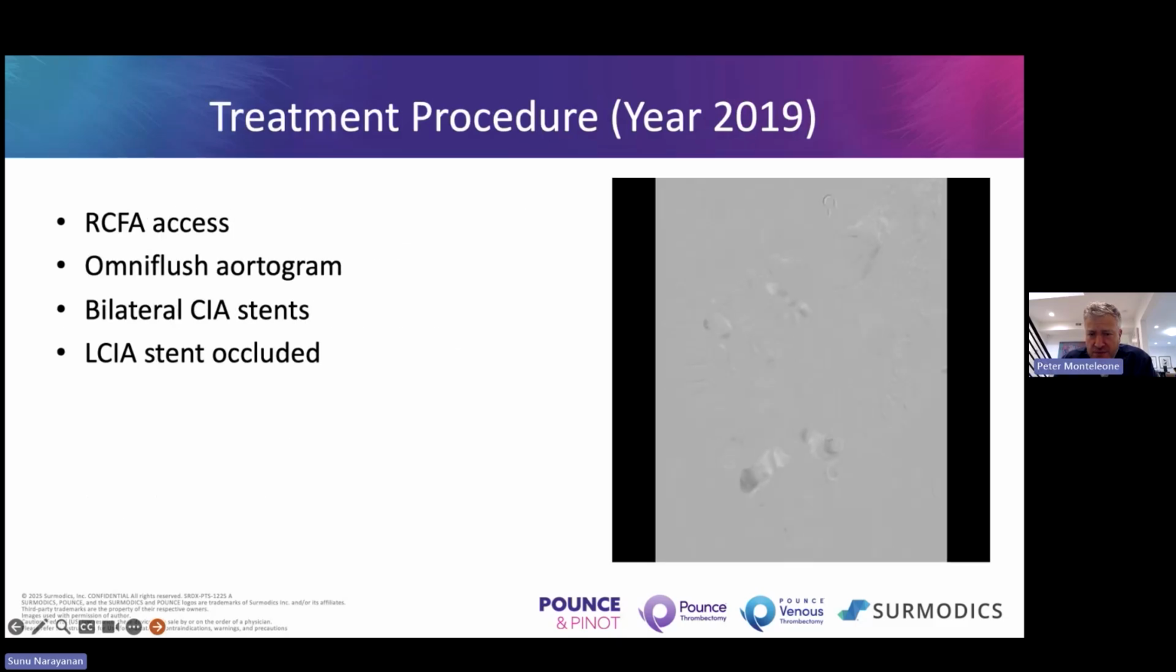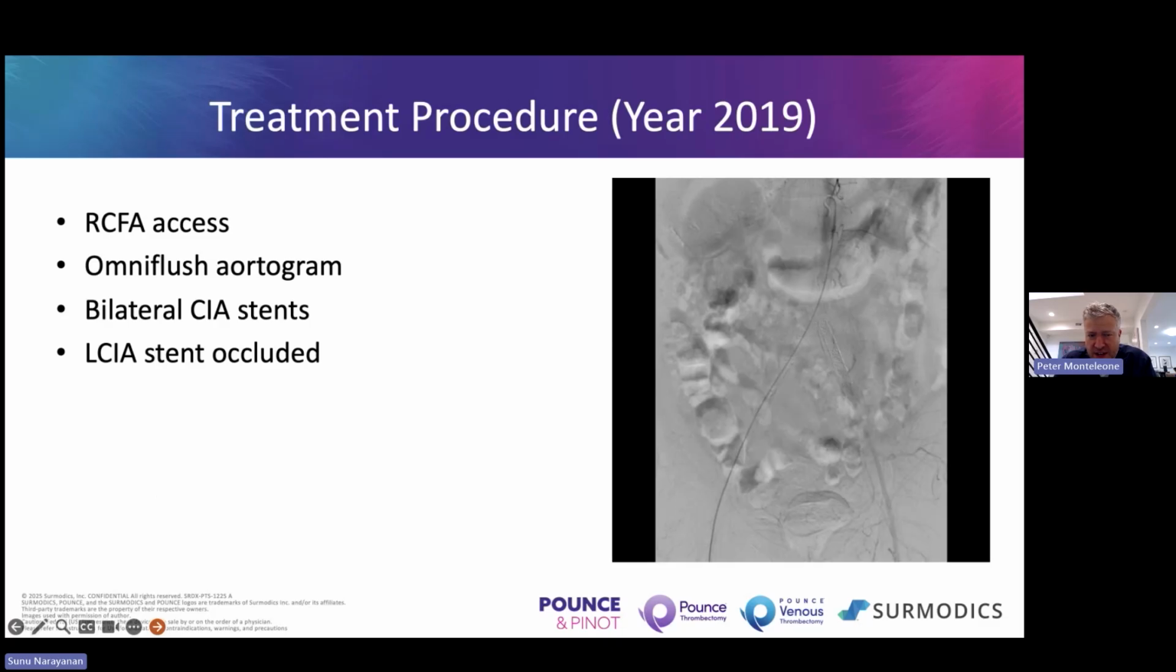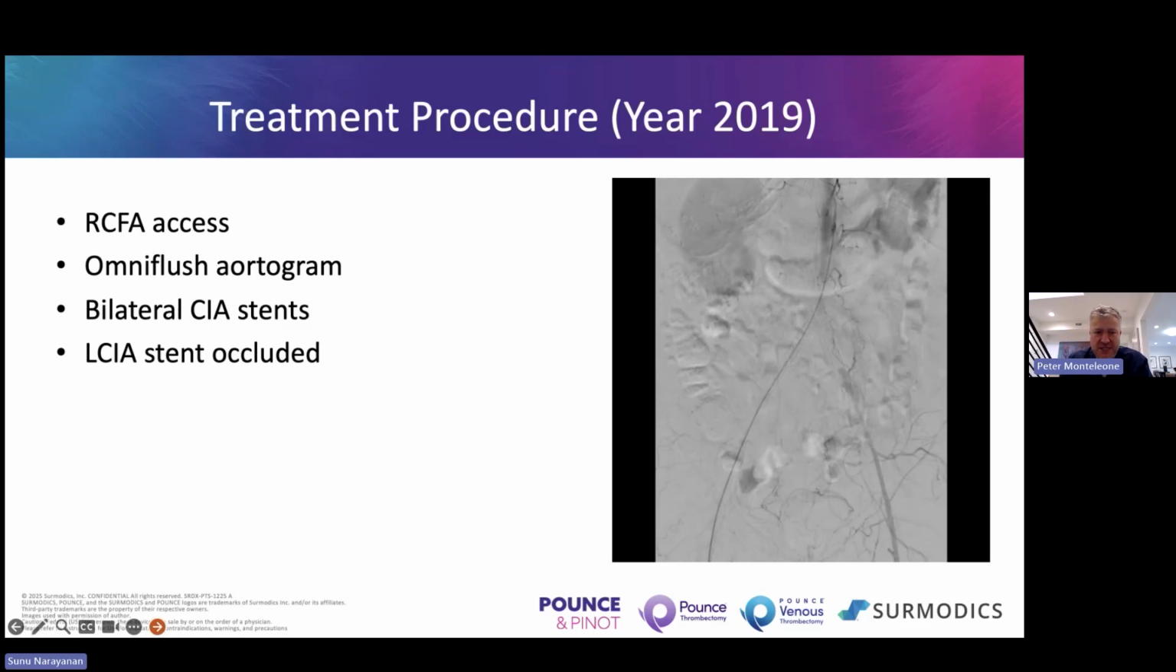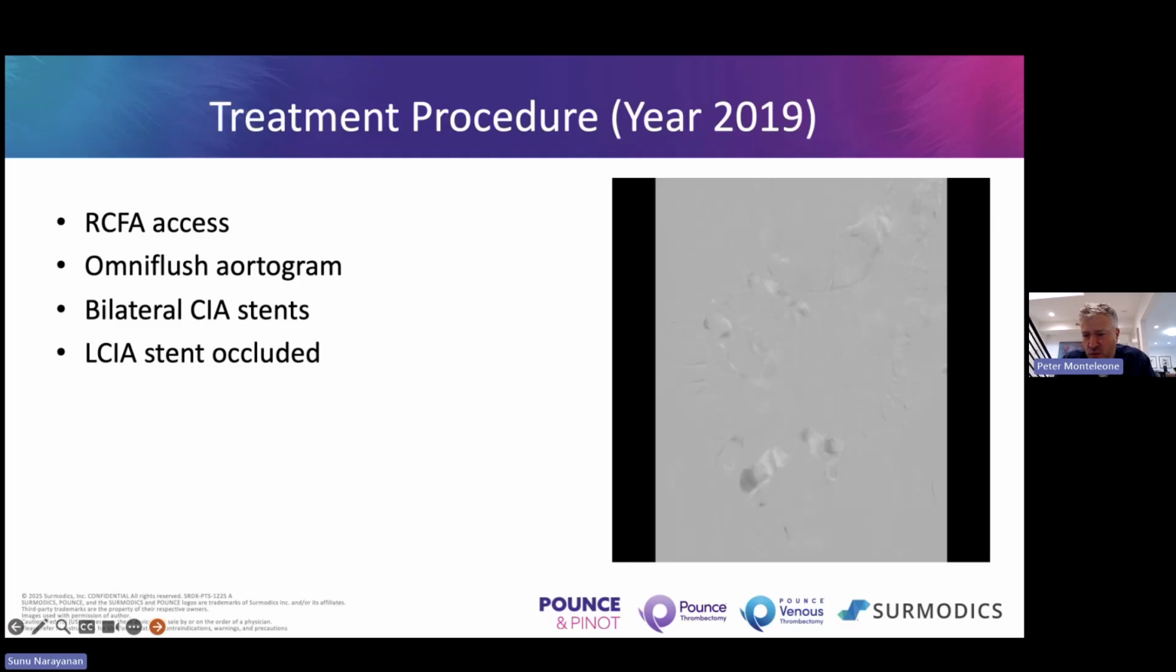And so we started the case. We got right common femoral arterial access. We take our first omni-flush aortogram. You can see those bilateral common iliac artery stents, and we see that the left common iliac artery stent is 100% occluded, just like on the CAT scan. Go to the next slide for me.